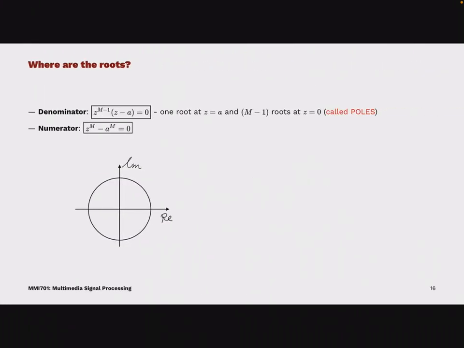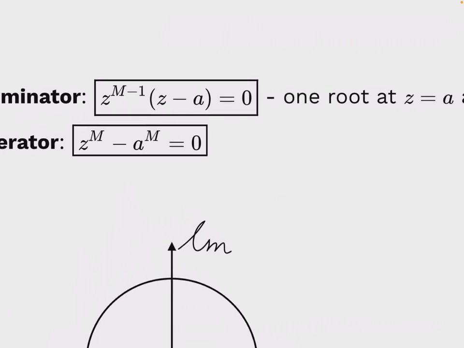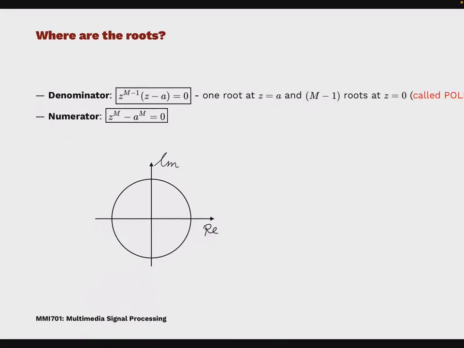So let's have a look. For the denominator, we have one root at z equals a, and m minus 1 roots at z equals 0. So these are called poles. We have discussed this already. And for the numerator, we have to set this polynomial, z to the power m minus a to the power m, to 0. Okay, so obviously z equals a is one solution of this, but what other solutions do we have?